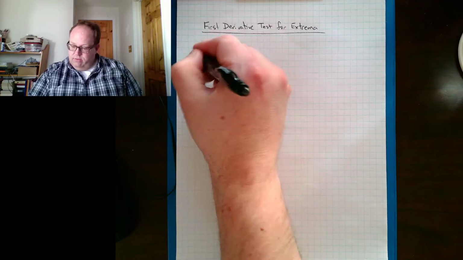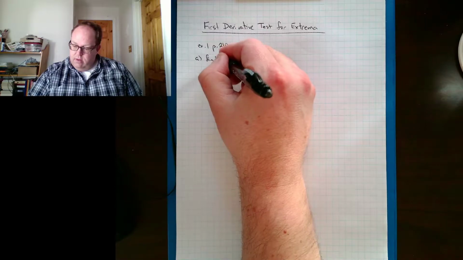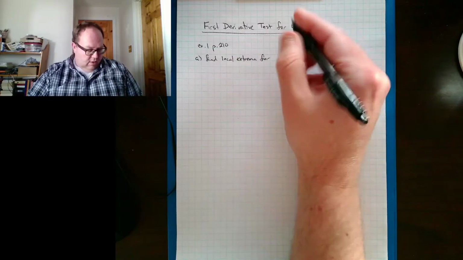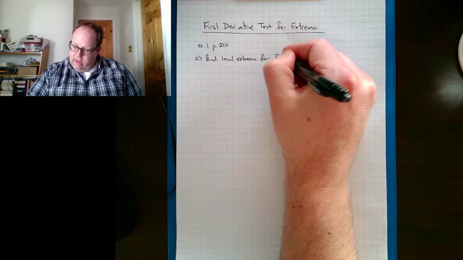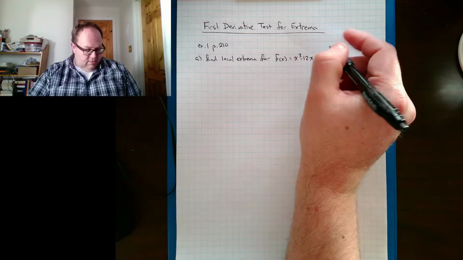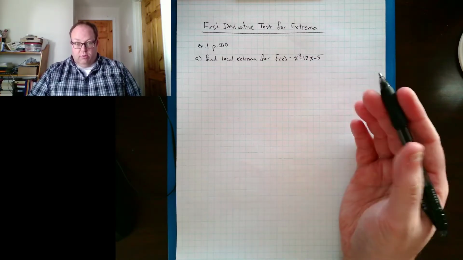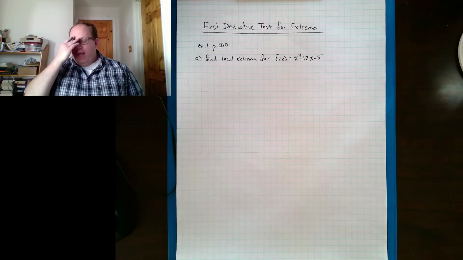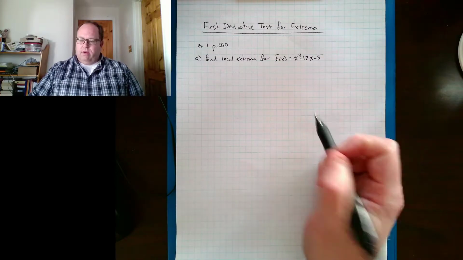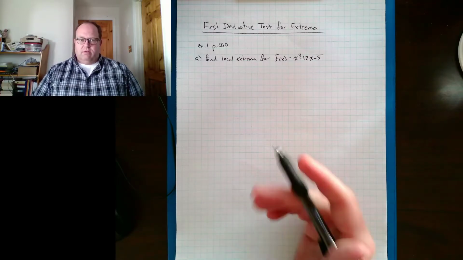And we're asked to find local extrema for f of x equals x cubed minus 12x minus 5. Now, it's a polynomial, so that makes our life a little bit easier in that we're not going to find any place where the derivative doesn't exist, and we're not given any hard endpoints to this. So all we really care about, in this case, is places where our derivative is equal to 0.